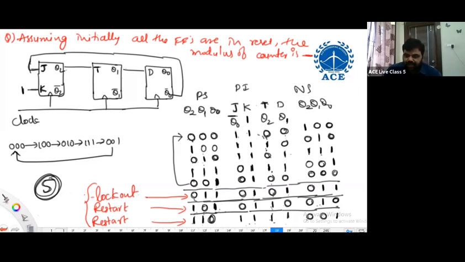Yes, Rajita, with the next state only we can say that, right? If the next state is unused, then only we can say it.